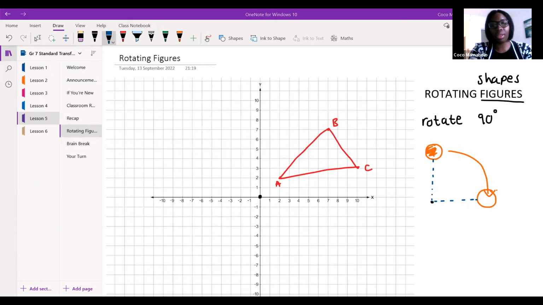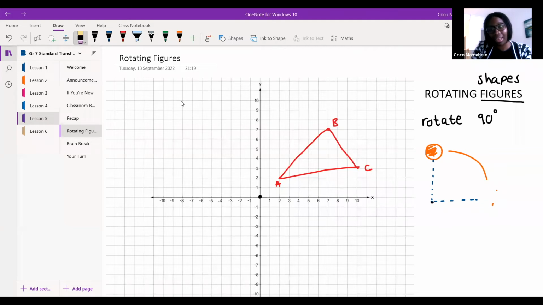Just give me 1 second. Okay, so this is what we are doing at the moment. So we are going to rotate this by 90 degrees.